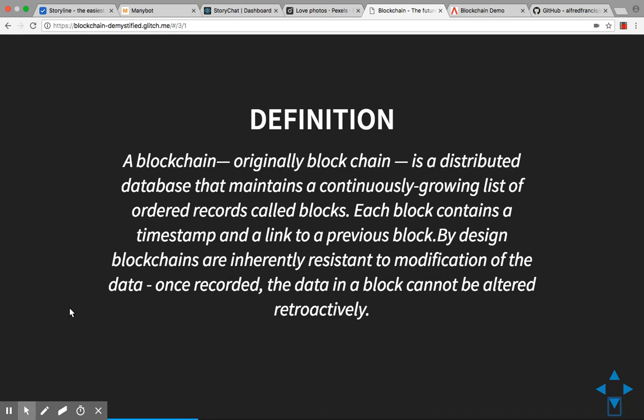Each block contains a timestamp and a link to the previous block. Why the previous block? It'll be important to remember this. There's always a link to the previous block. That linking is what makes it the blockchain. By design, blockchains are inherently resistant to modification of data once recorded. The data in a block cannot be altered retroactively.